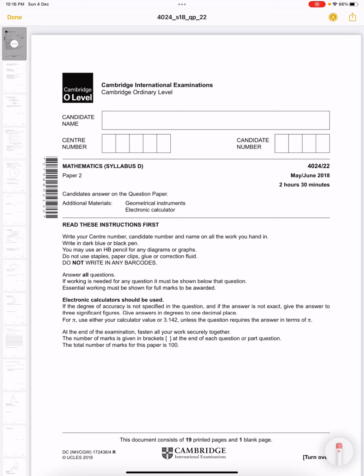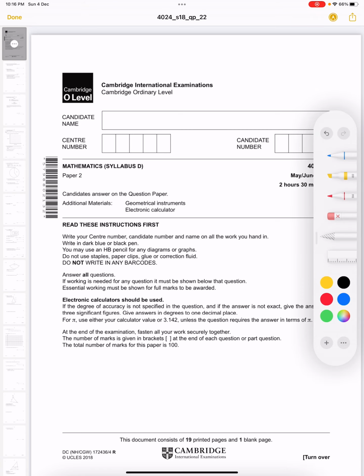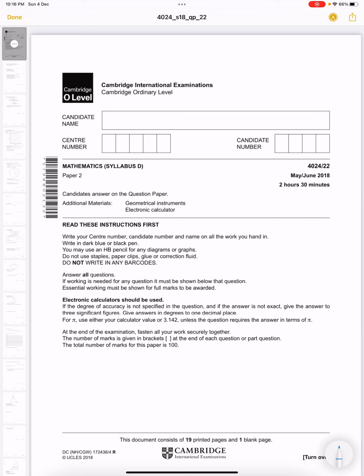Hello students, today we are going to solve May-June 2018 Mathematics paper 2, variant 2. Right, that's O-level Mathematics May-June 2018, paper 2 and variant 2. Let's start the paper.